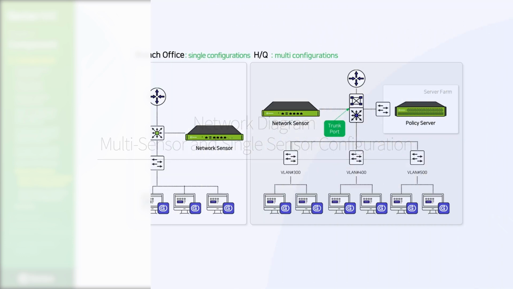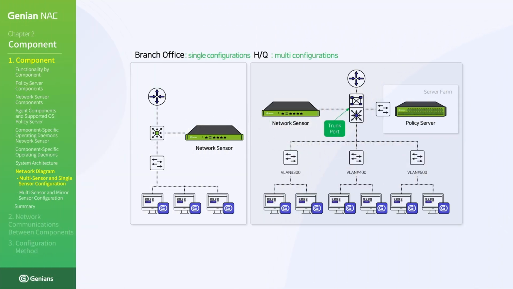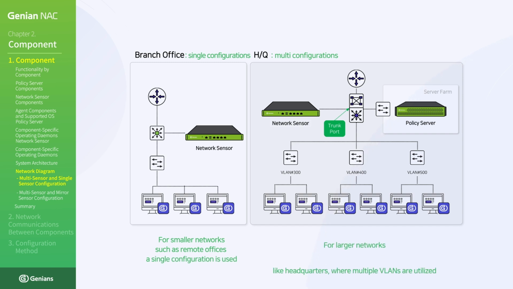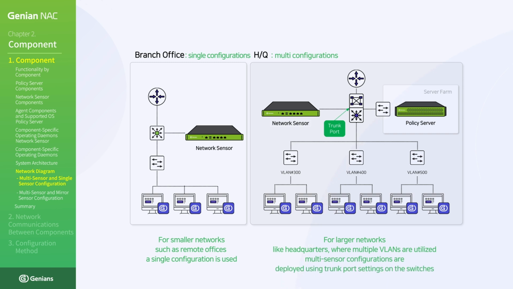The following is a network diagram showing the use of network sensors in both single and multi-configurations. As shown in the diagram, for smaller networks, such as remote offices, a single configuration is used. For larger networks, like headquarters, where multiple VLANs are utilized, multi-sensor configurations are deployed using trunk port settings on the switches.